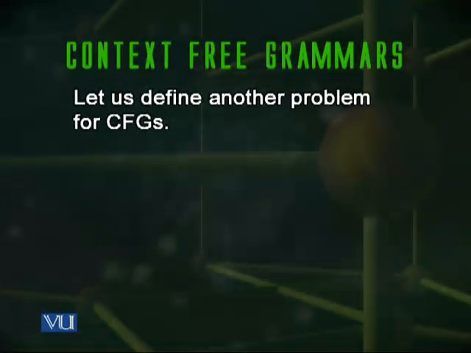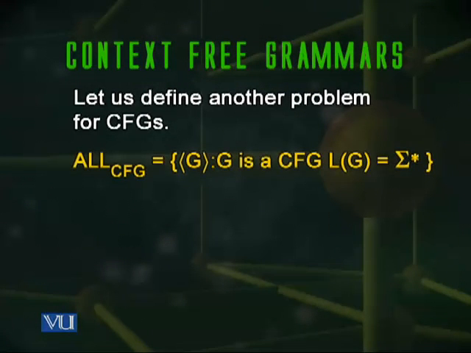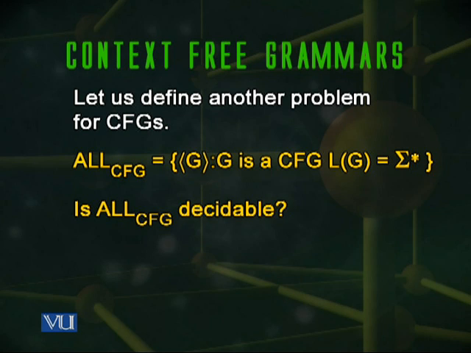Let's define another problem for context-free grammars, which we call ALL CFG. And this consists of encodings of all grammars G such that G is a context-free grammar and the language of G is all of sigma star. The question is, is ALL CFG decidable or not? So, you will be given a grammar G and you have to decide if it's possible to generate all possible strings in sigma star from this grammar, whether this grammar generates all possible strings.